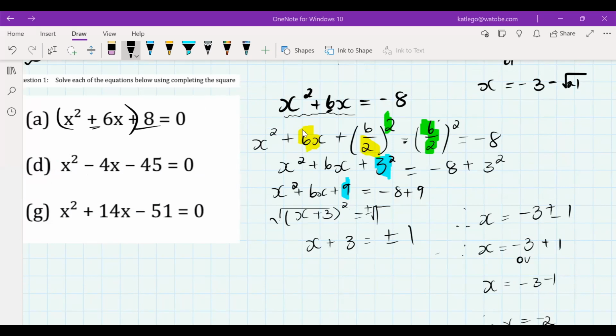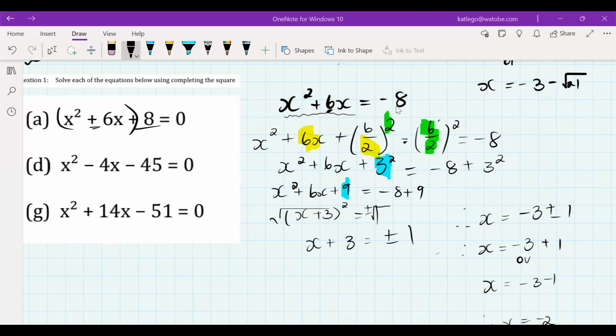Okay, so we have an equation. That's where it started, right? But I said we want to complete the square of the terms that have the x. So get rid of your constant. Step 1. Did you hear that? Yes, ma'am. That's fine. We're cool with that.